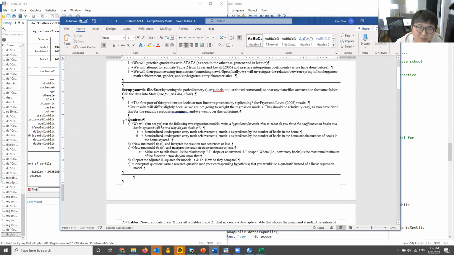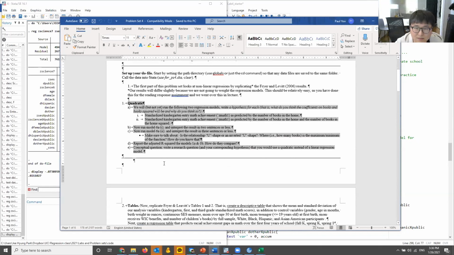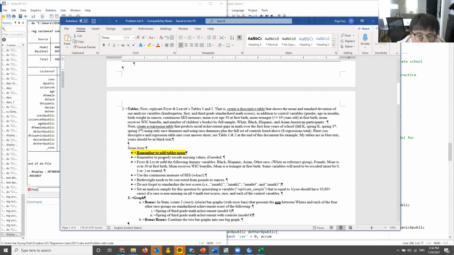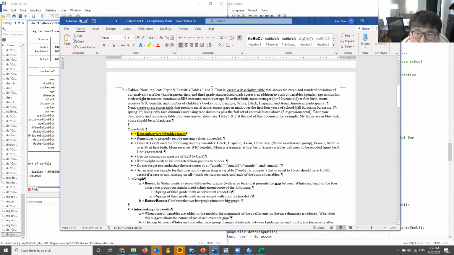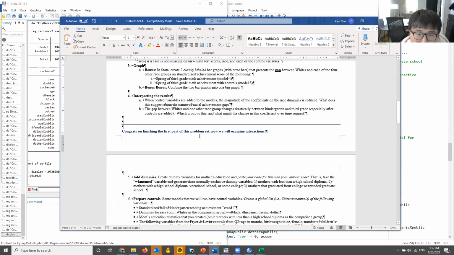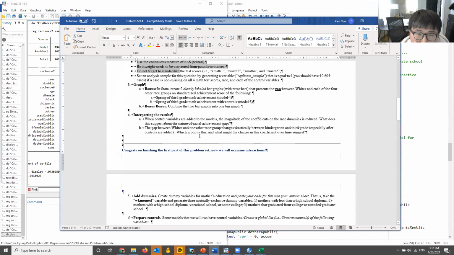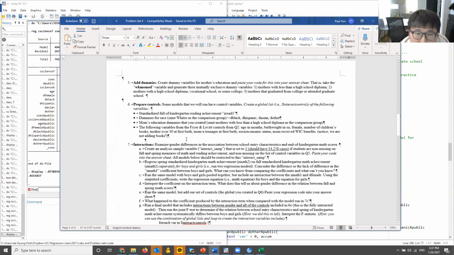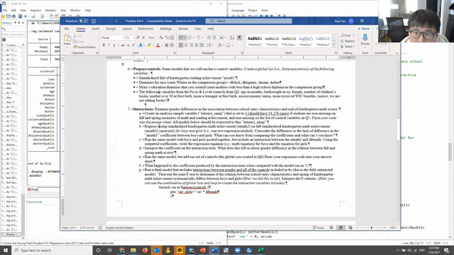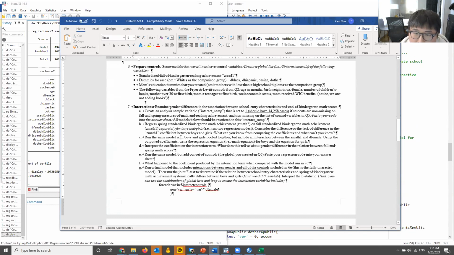Okay, so this quadratic piece is completely self-contained, right? You can do that. These tables, you have to create some of the control variables. So you create all of your control variables here, you interpret them. Then for the interactions, you're creating a separate set of control variables, I think. Yeah. And then you run the interaction, then you do it pooled together, and then you add the controls from here.